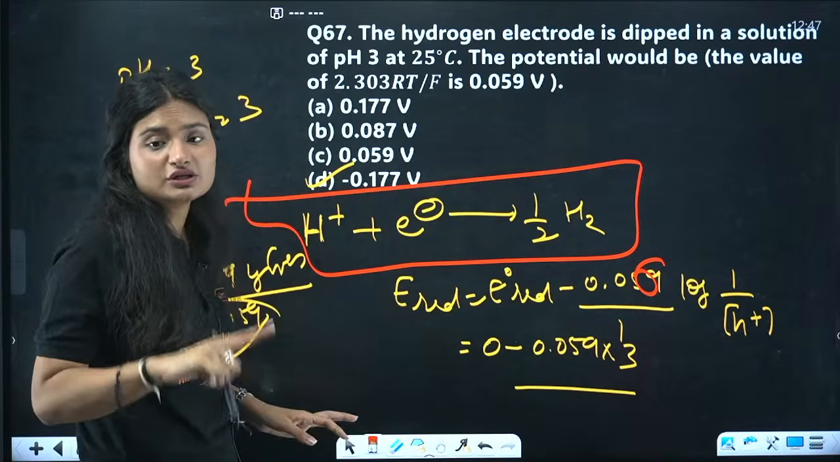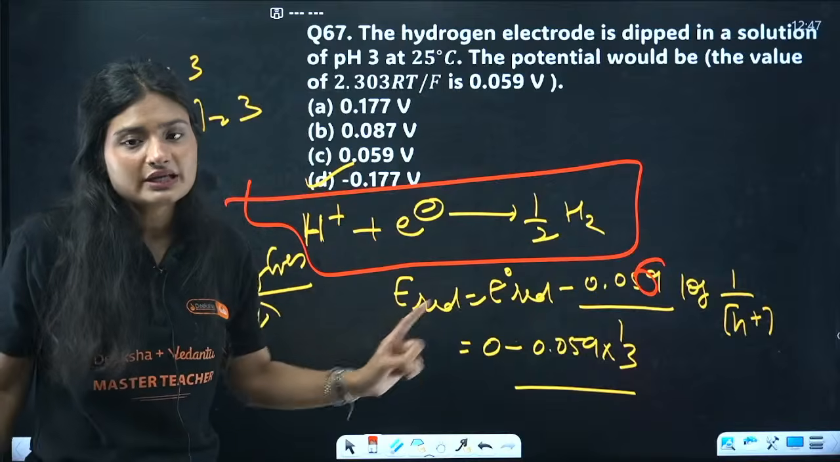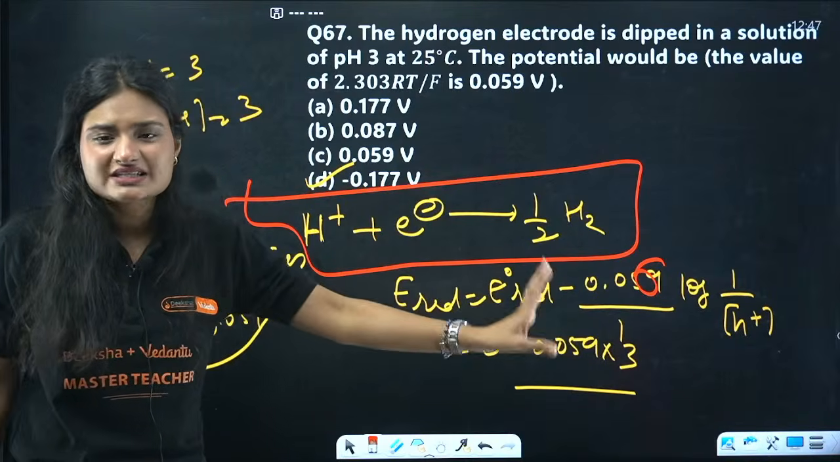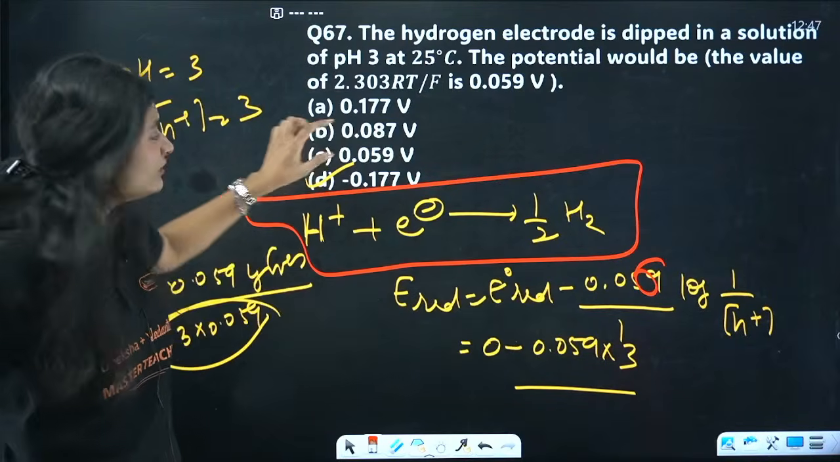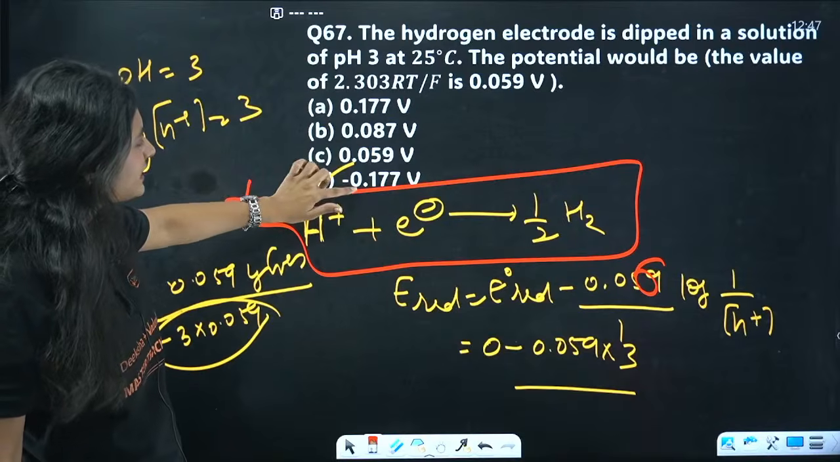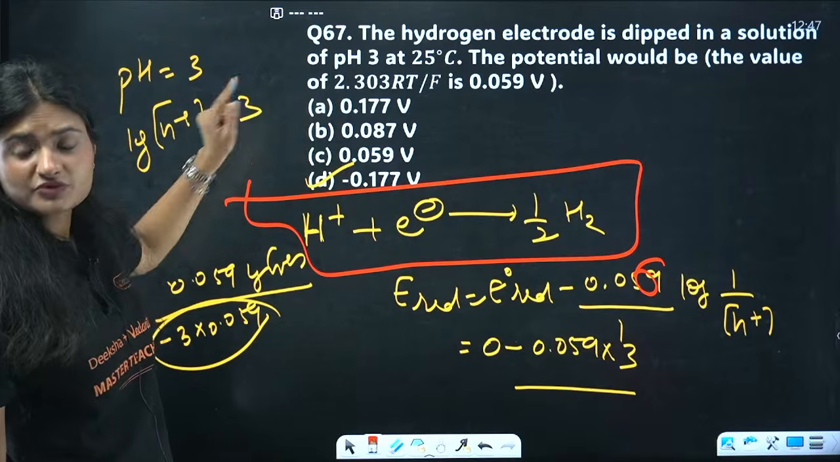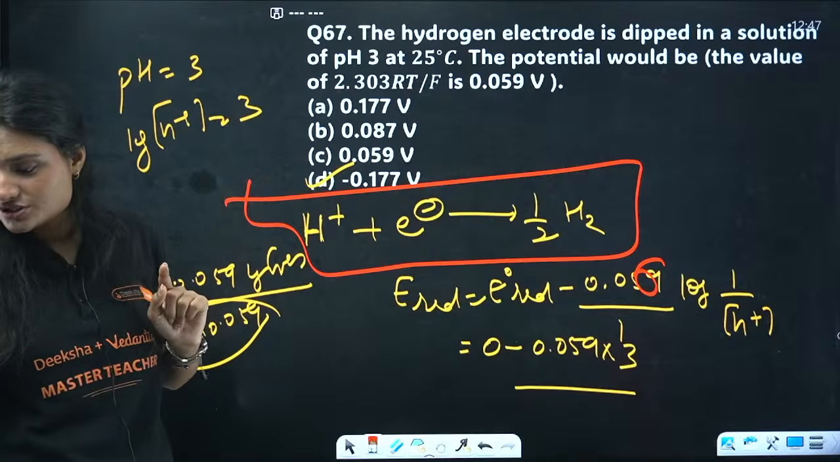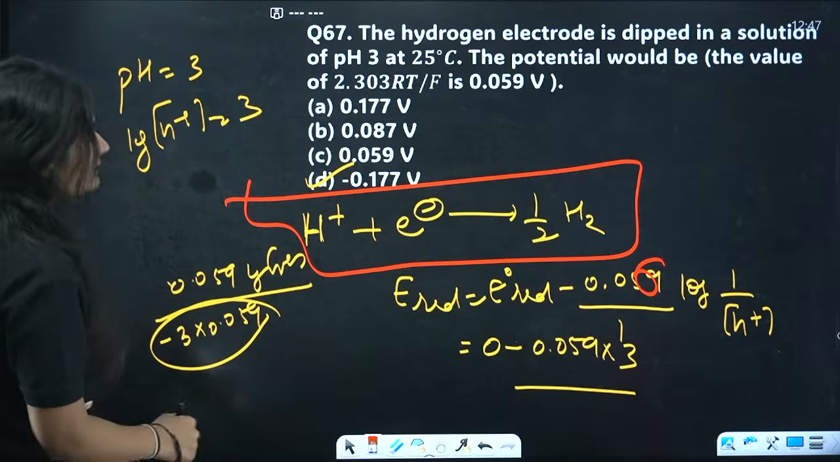Always check your calculation twice. Whenever you are doing it, don't take a shortcut. Check your calculation, because you will have closely spaced answers. See, this is the correct answer, but this is also given to us. So in that case, please check your calculations.